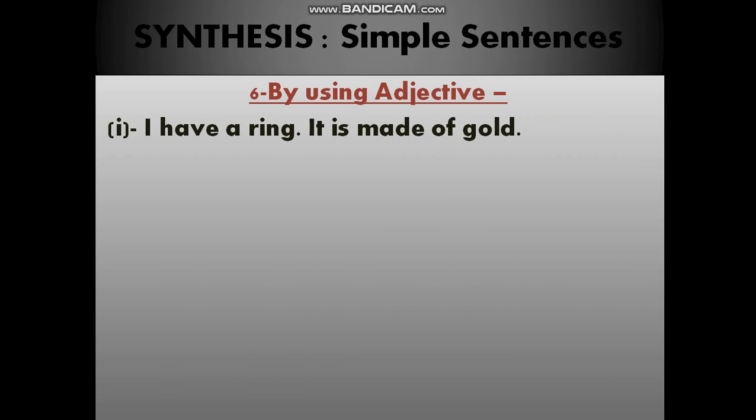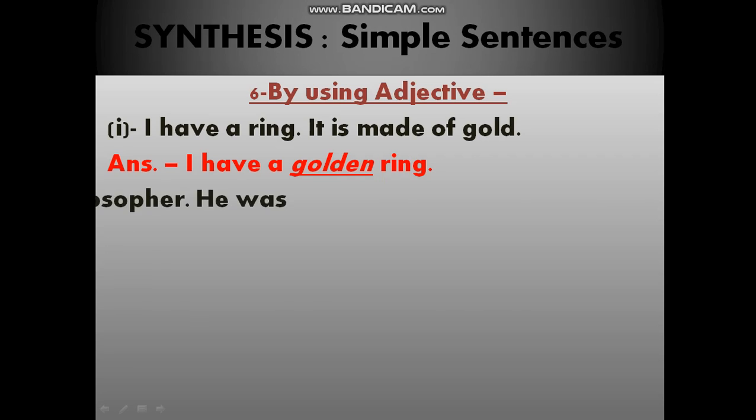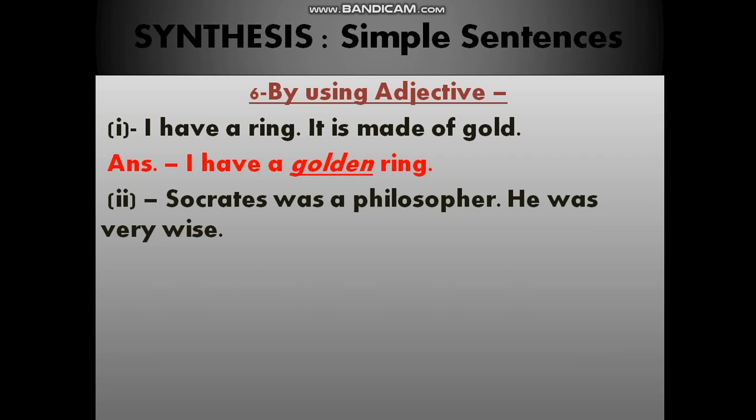Now we'll see the next method, that is by using an adjective. I have a ring. It is made of gold. Which type of a ring I have? I have a golden ring. Simple. I have a golden ring. Golden here is our adjective.